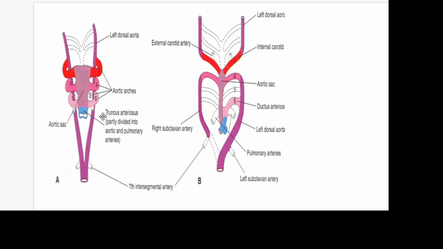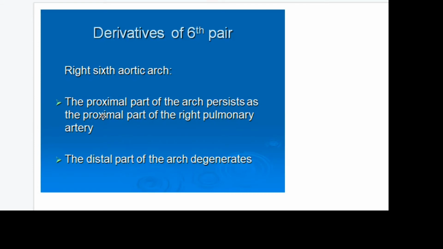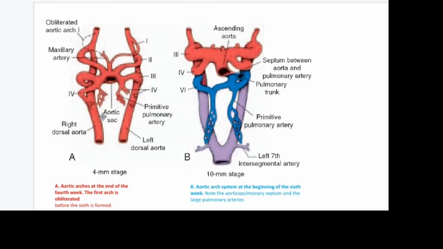We can see over here, lower down, the pulmonary artery on the left side. The sixth arch gives rise on the left side to the left pulmonary artery, and the distal part forms the ductus arteriosus, which has a connection with the left dorsal aorta. On the right side, the proximal part of the arch persists as the proximal part of the right pulmonary artery, and the distal part of the arch degenerates.